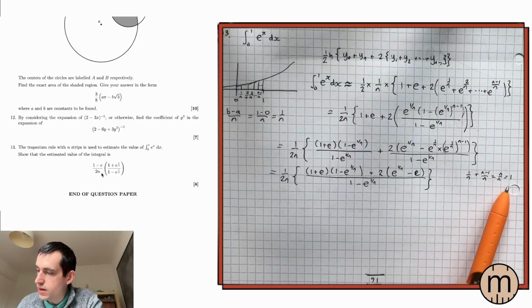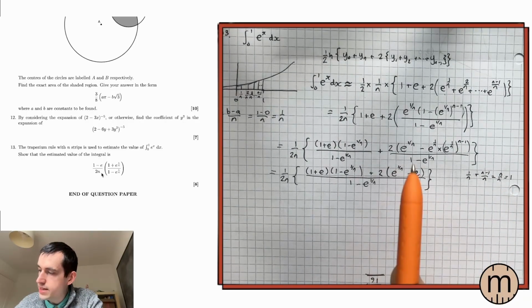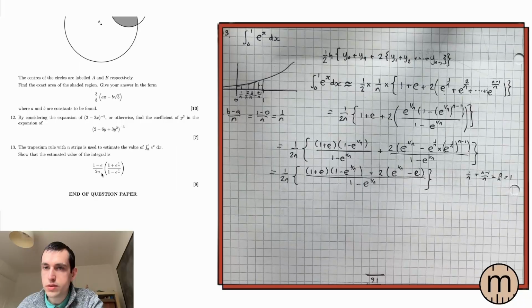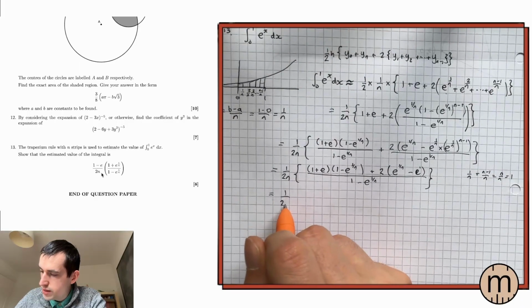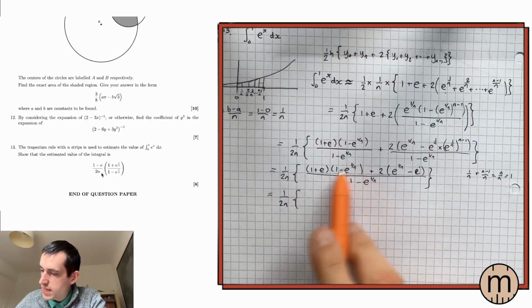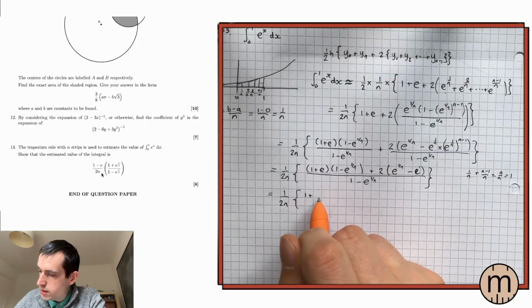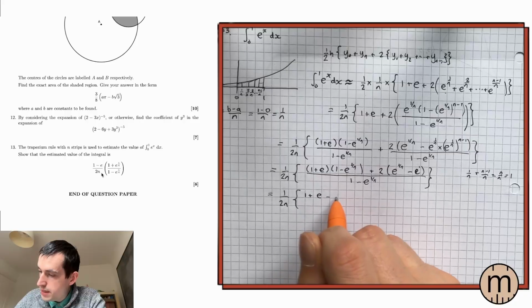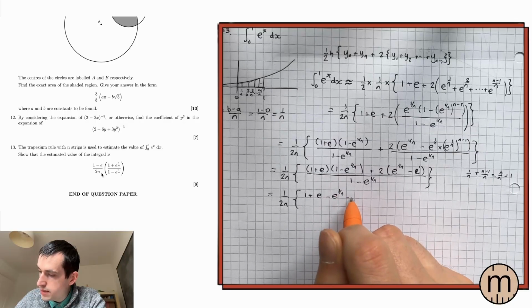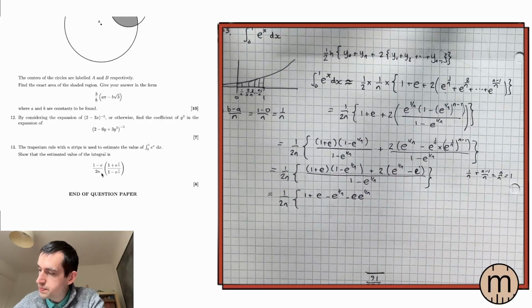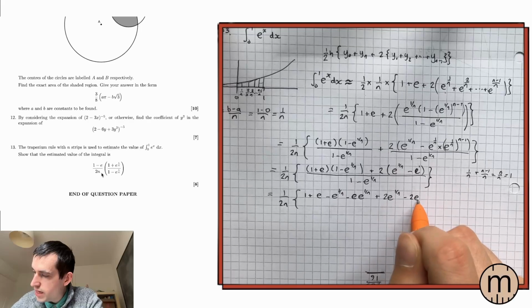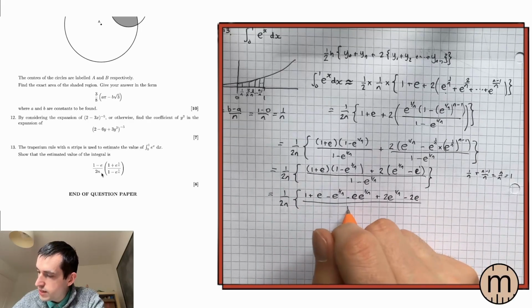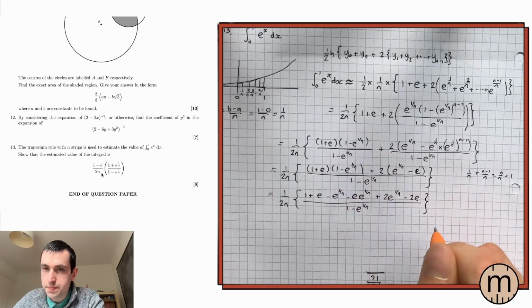So n over n, which is 1, so e to the power of 1, or just e. If we continue from there, let's expand this out. We're going to get 1 plus e minus e to the 1 over n minus e times by e to the 1 over n. And then we're going to add 2 lots of e to the 1 over n, and we're going to minus 2e. Still divided by the same denominator here.